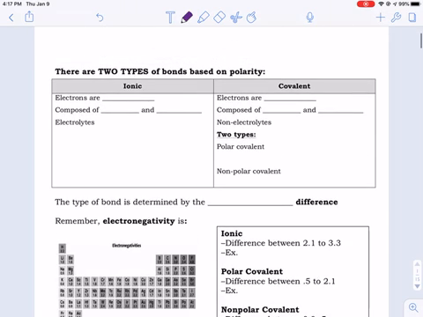2 types of bonds. The first type are ionic bonds. We know that those electrons transfer from one atom to another because they're composed of cations, also called metals, and anions, which are either nonmetals or polyatomic ions. Covalent compounds, the electrons are shared, and they consist of 2 nonmetals.